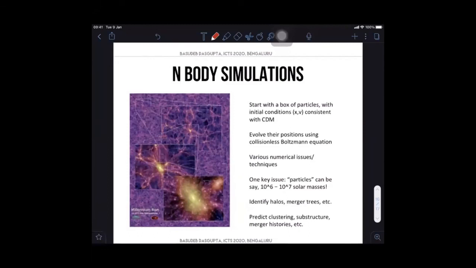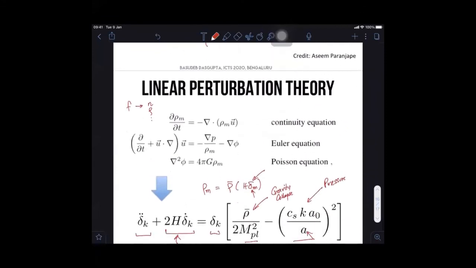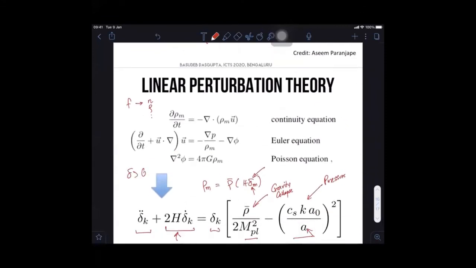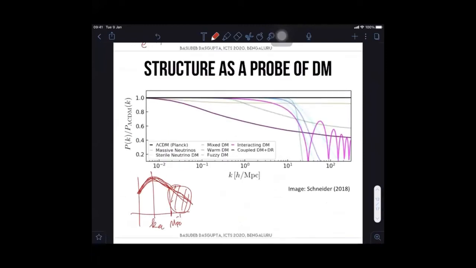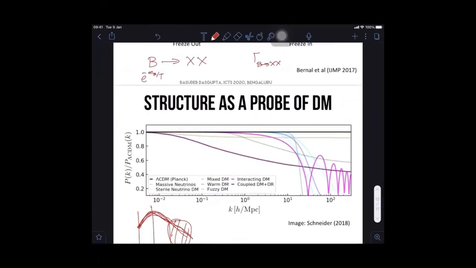There are many, many details and subtleties associated with these calculations. I'm not the expert, and there is not the time to do this, but it's important to know that once delta becomes order 1 or larger, let's say 0.3 or larger, it becomes important to use these numerical techniques. You can't do very much analytically. So if you apply a variety of these techniques, spherical collapse, linear perturbation theory, and then finally N-body, you can find out, for different dark matter models, what your P of k looks like.